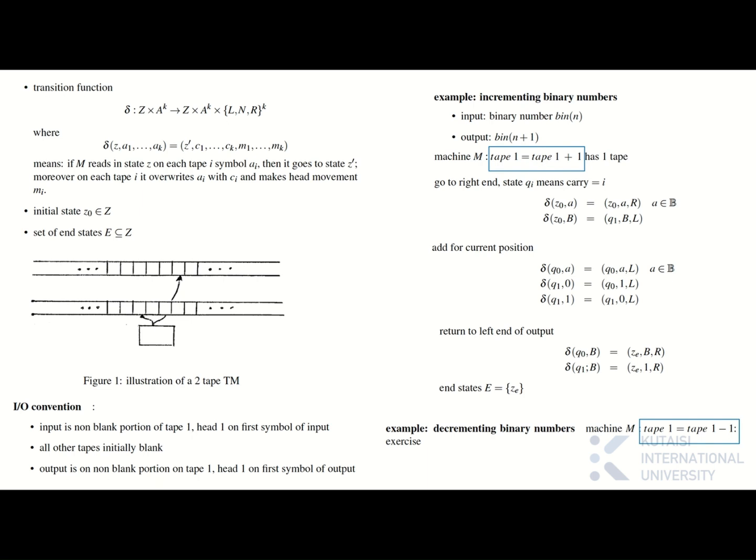You go all the way to the left, maybe, and then do a similar kind of thing. But you can subtract 1, and that would be tape 1 equals tape 1 minus 1. So this thing in blue, let me stress this one more time: the thing in blue is just the name of my machine.